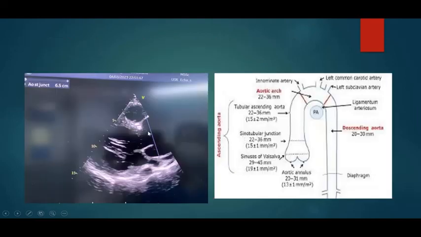When you measure the aortic root, on the right hand side we are seeing the normal dimensions: aortic annulus 20 to 31 mm in a closed aortic valve, when the aortic valve leaflets are closed; sinus of Valsalva about 29 to 45 mm; sinotubular junction 22 to 36 mm; tubular ascending aorta 22 to 36 mm. And here we can see that at the level of the sinotubular junction, it is almost up to 65 mm. Here it is 6.5 cm, about 65 mm, which indicates that the aortic root is definitely dilated.